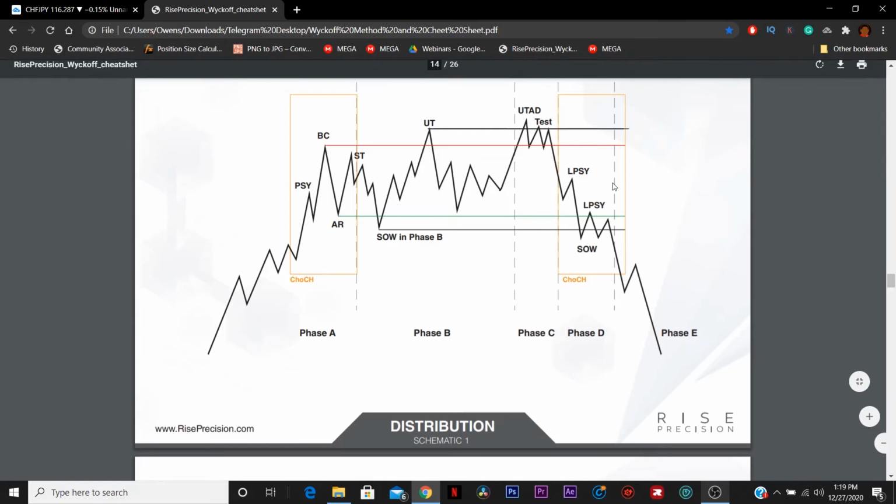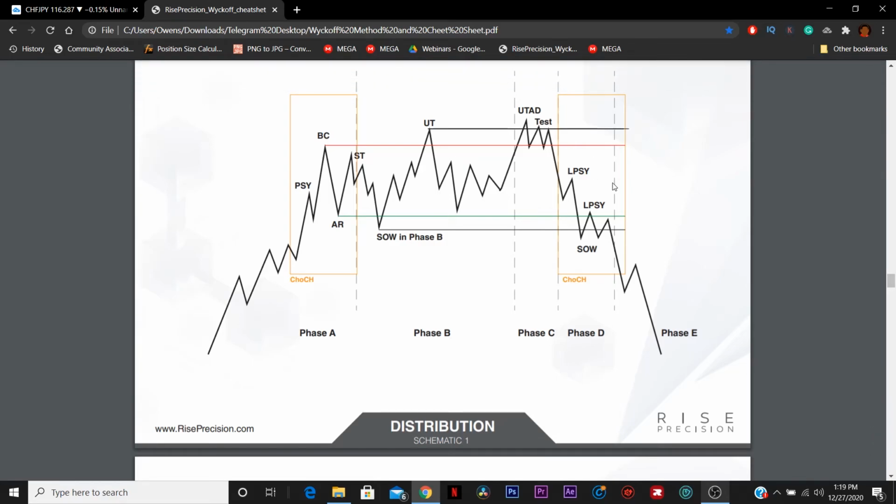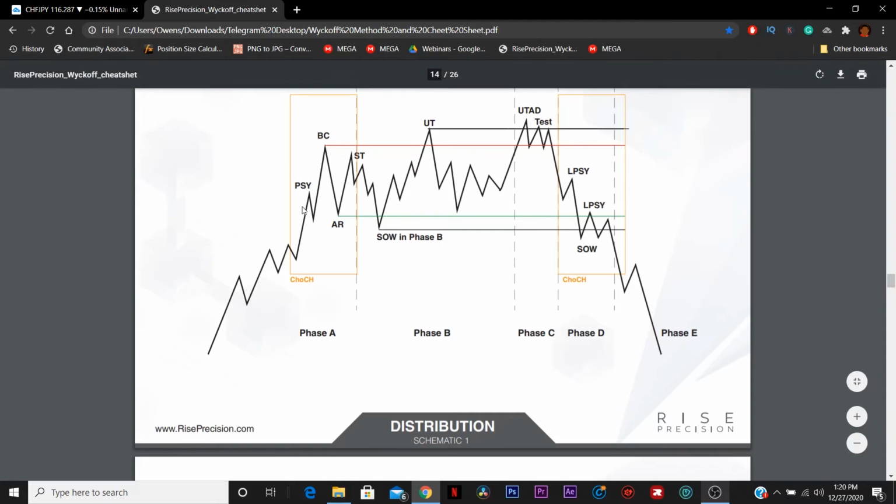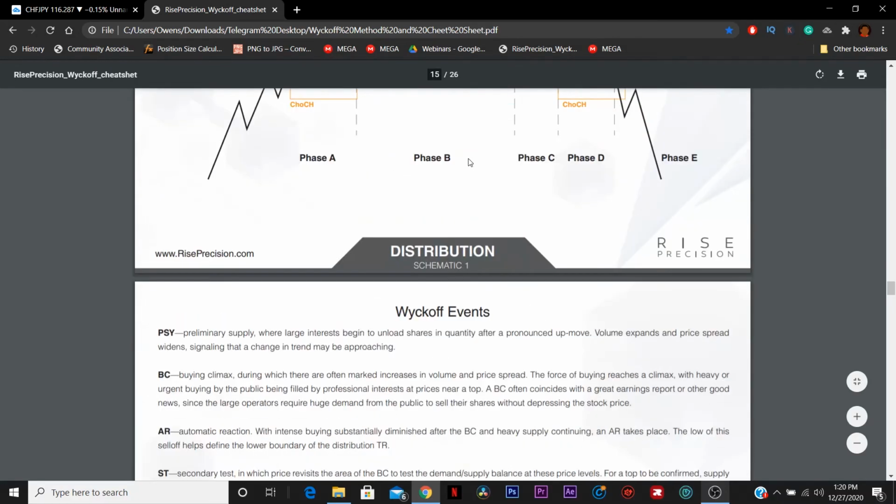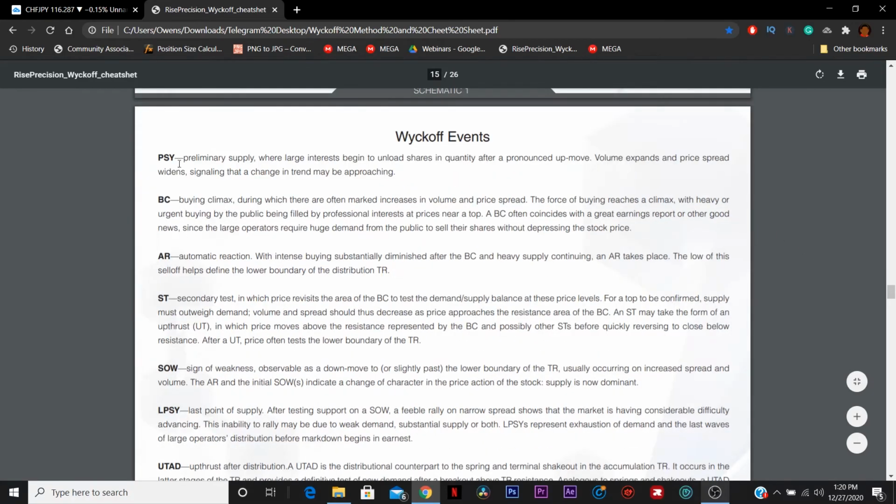Rare, very rare. So basically, what you have to understand is you can't try to pinpoint every move inside of the schematic. You have to understand the moves inside of the schematic. So you have to understand the preliminary supply, the buying climax, the automatic rally, the secondary test, because it won't look like this at all. This is what you're going to have to understand inside the schematics. This is what you want to focus on when you're looking for Wyckoff.